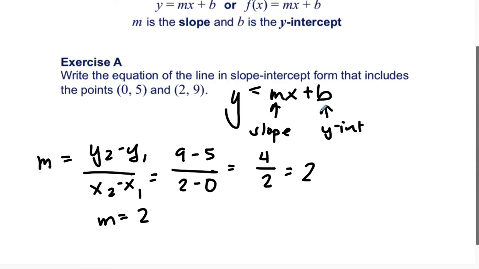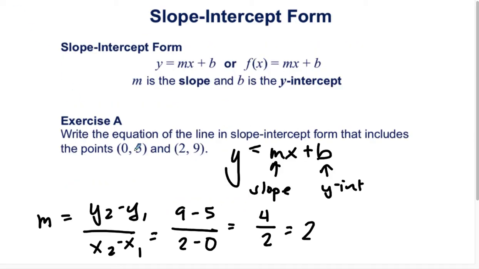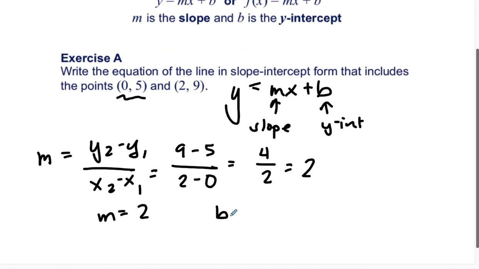Now the y-intercept. Recall that the y-intercept is where x is equal to 0, or where it crosses the y-axis. Well, if you look here, the y-intercept was actually given to us. That's not always the case, but in this case it is. (0, 5) is the y-intercept because x is equal to 0. So therefore, we know that the y-intercept, represented with the letter b, is equal to 5.